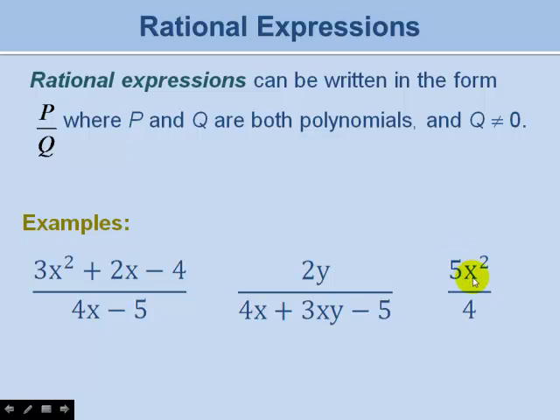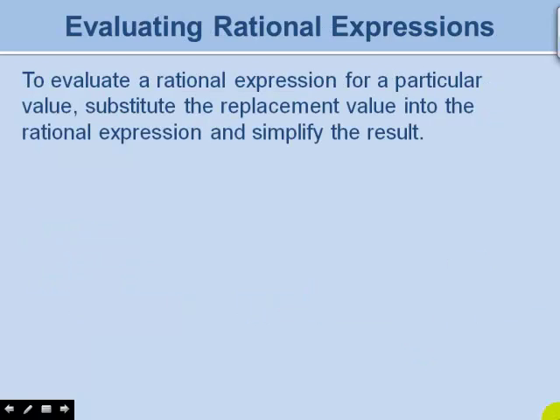And last of all, we have 5x squared over 4. Notice that the 4 here still counts as a polynomial even though it's a constant. Remember, a constant is just a special form of a polynomial. The first thing we're going to do with rational expressions is to evaluate them. And when we talk about evaluating a rational expression for a particular value, what that means is that we're going to substitute our replacement value into the rational expression and then just simplify the result.